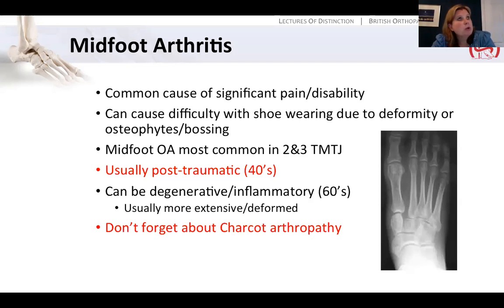The other thing that's important to remember with midfoot arthritis is that one of the key places that Charcot arthropathy presents in neuropathic patients is in the midfoot. So you might see someone who has a very mild history of injury, they're diabetic, they're known to be neuropathic, and they can have disruption in the midfoot. So just always be thinking about that in how they present when they get to your clinic.